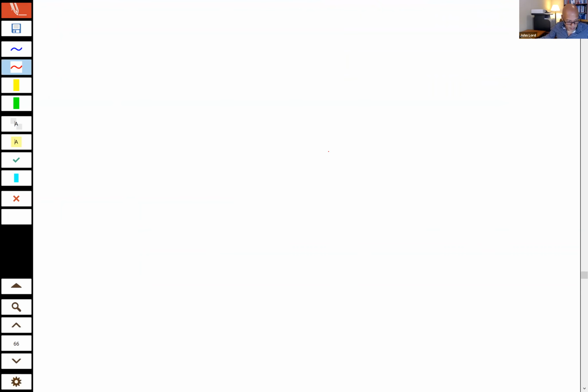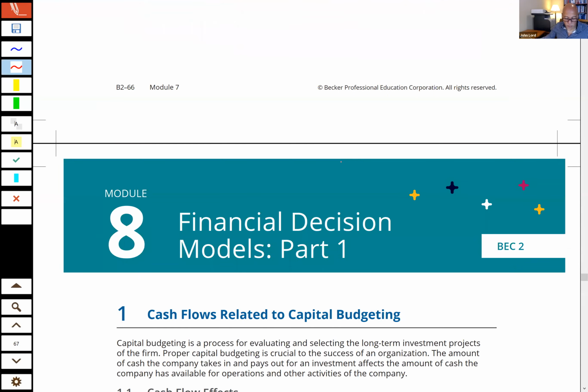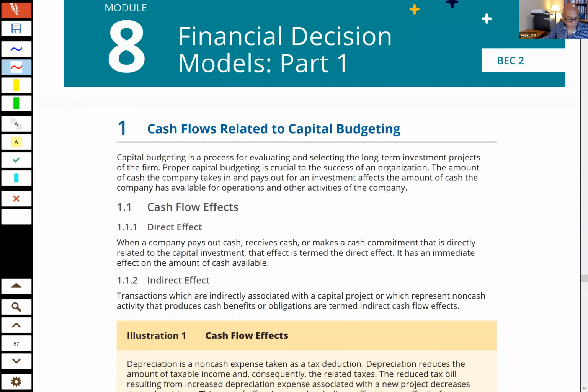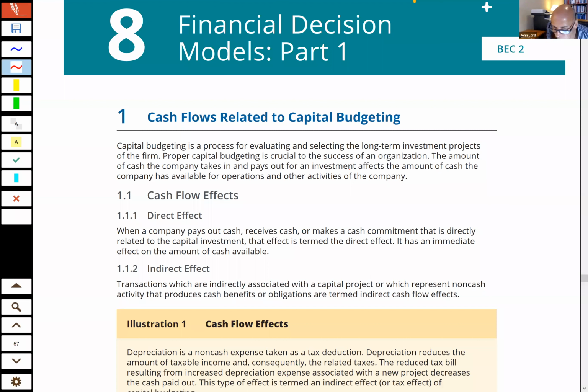All right, so with that, let's go ahead and jump into module 8. And now we're going to start to have some calculations that we'll be doing. We're going to look at 3 different methods. There's a couple of other ones that come in here, but we're primarily going to focus on the net present value method, the internal rate of return method, and the payback method. And all 3 of these are used for a corporation to decide whether or not a particular project is something that they should undertake or not.